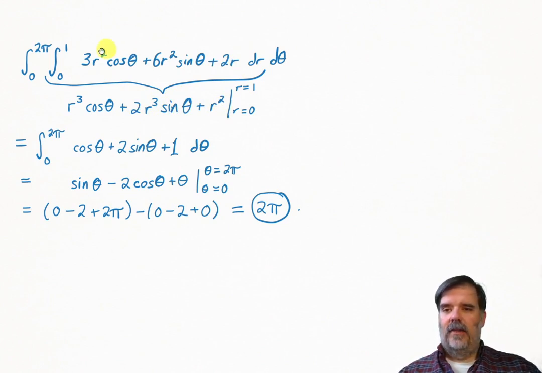We have to evaluate that on our boundaries for r, so from 0 to 1. I do love plugging in 1 and 0. So plugging in the 1 leaves us with this function. Plugging in the 0 leaves us with nothing. So now we have to integrate this function. In this case, theta is the only variable left. The antiderivative of cosine is sine, because the derivative of sine is cosine. The antiderivative of sine is negative cosine. Right? Don't forget that negative.